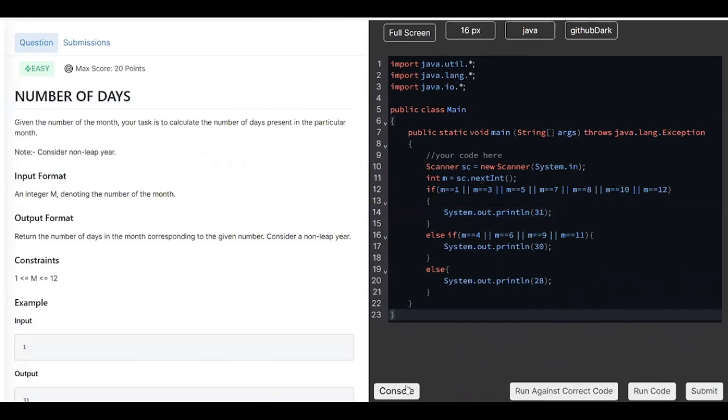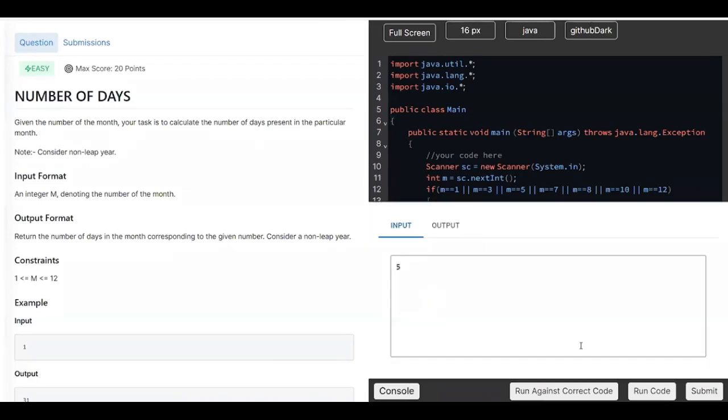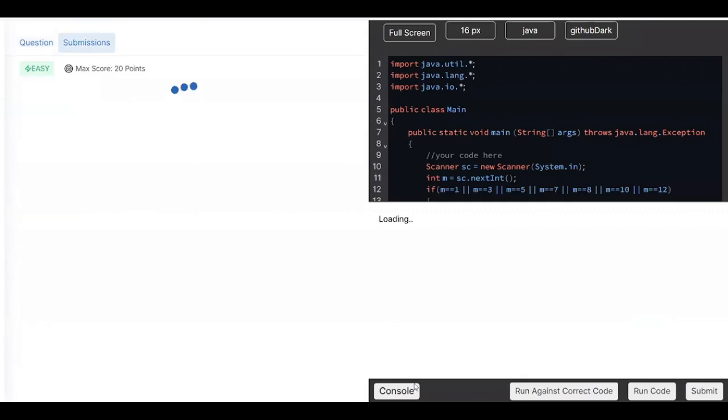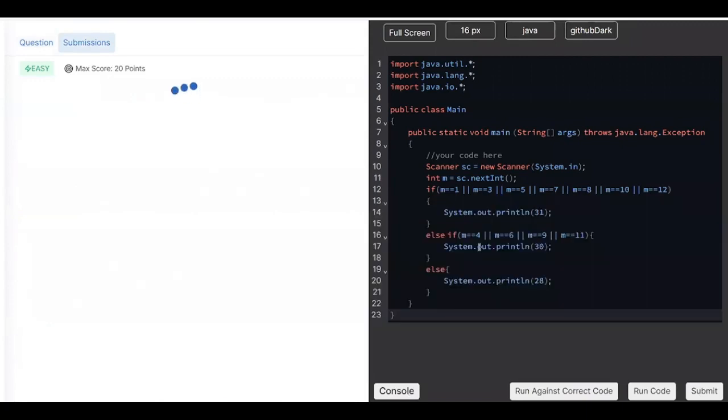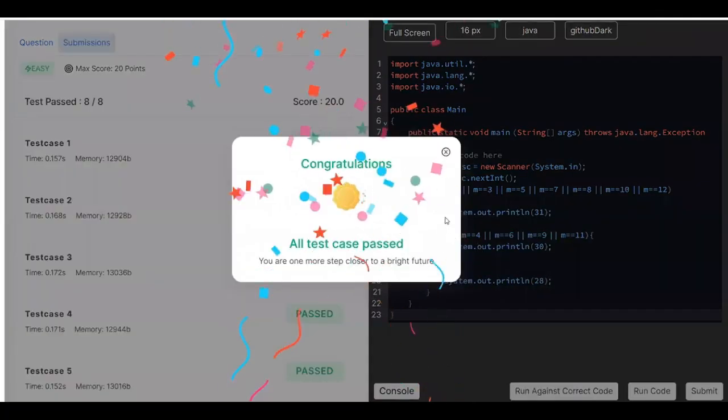Okay, so let's try to run the code, guys. Let's give the month as month number 5. Month number 5 is May, which is expected to have 31 days. Let's see the output. It's showing 31 days. Okay, let's give the month number as 2. We are expecting 28 days to be printed. Let's see. Yes, it's working fine. So let's try to submit it. Okay, all the test cases passed.